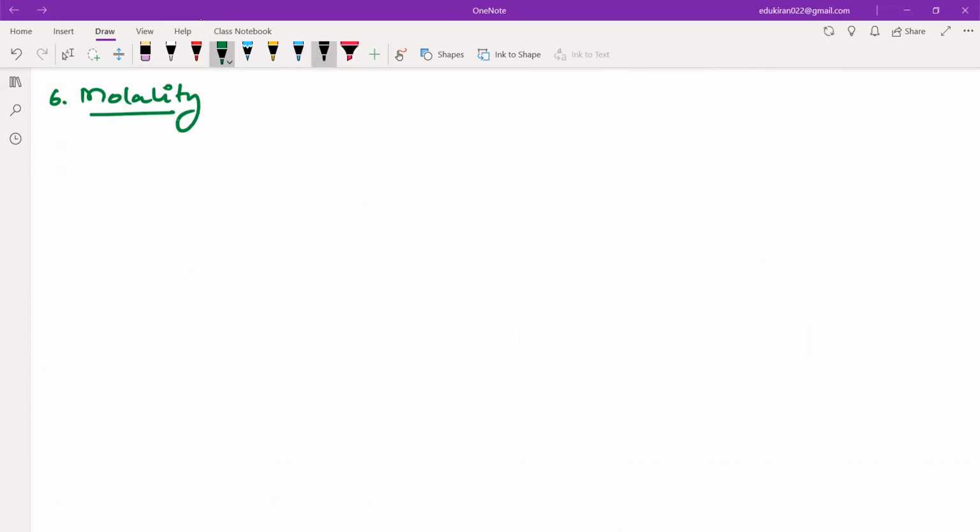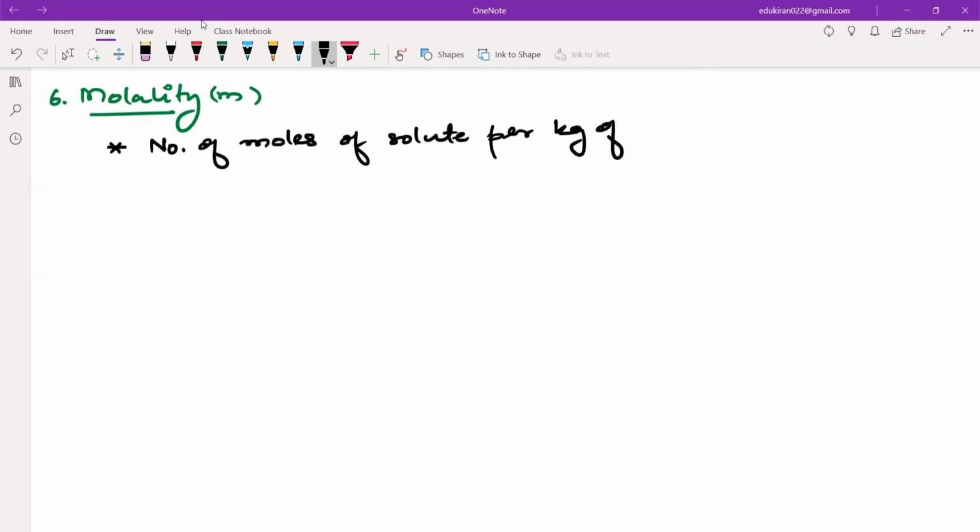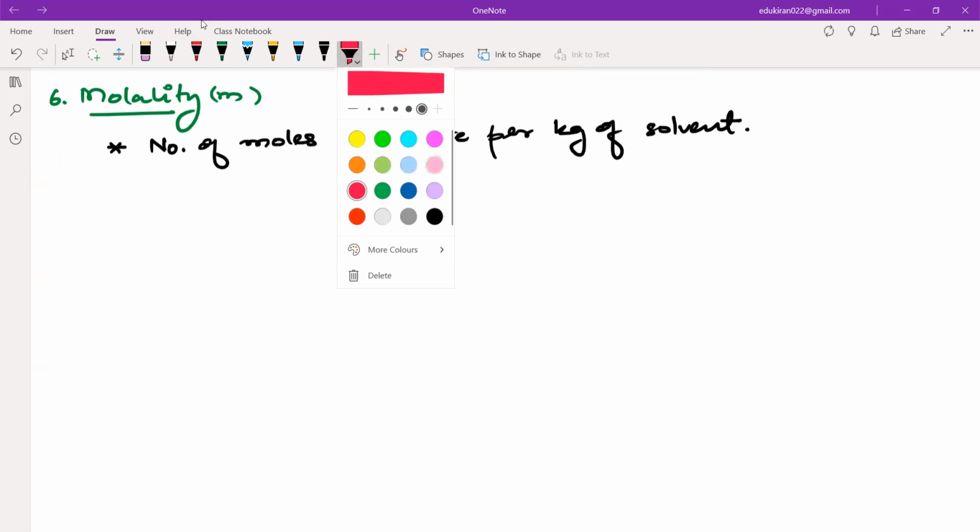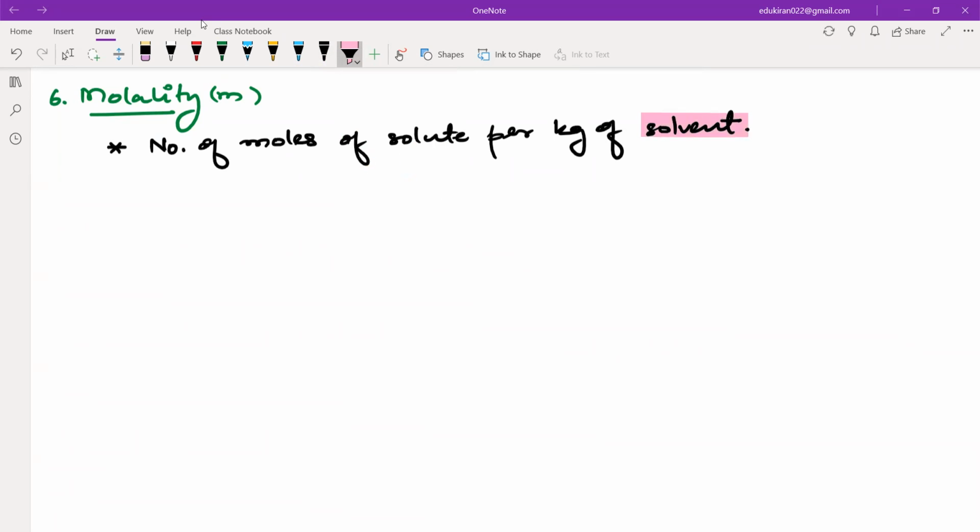Molality. So what is molality? Molality is small m. Remember this one liner again: number of moles of solute per kg of solvent. Please note this carefully. Here the solvent is important, so write it carefully: per kg of solvent.